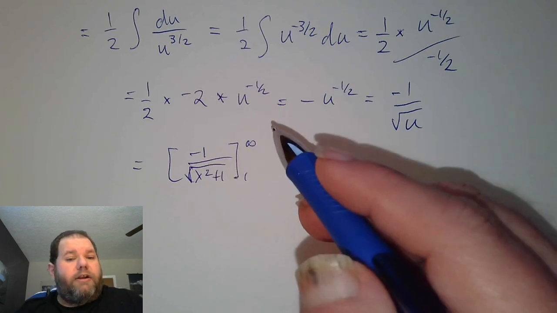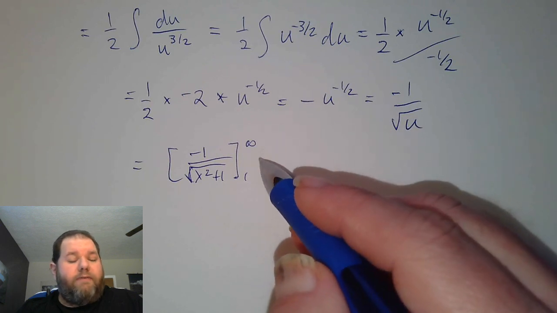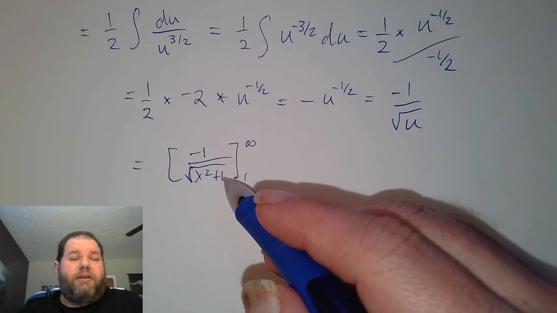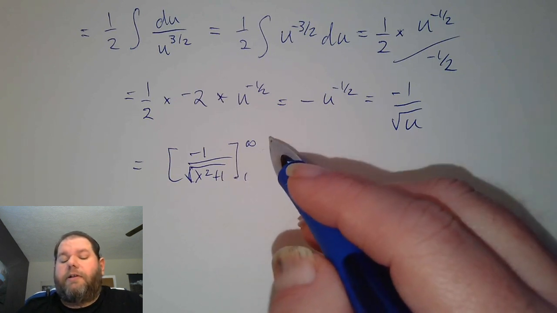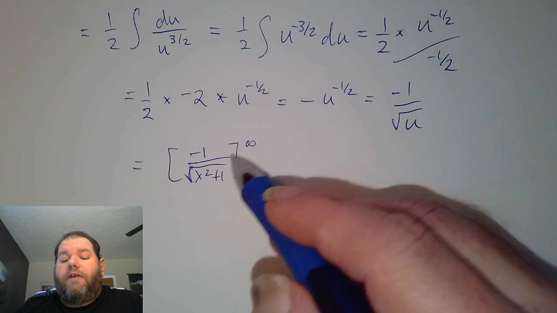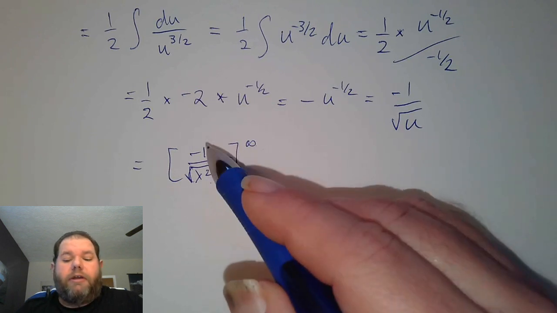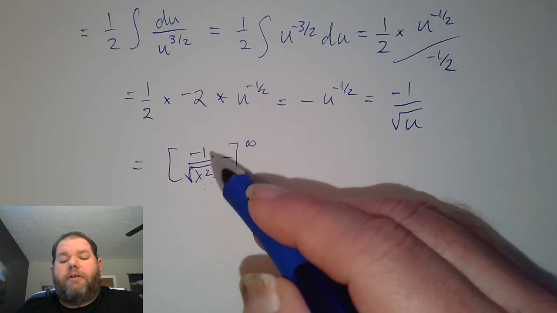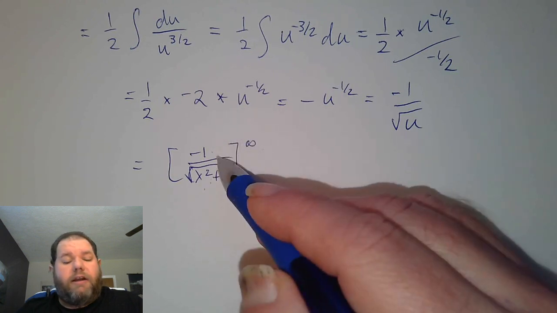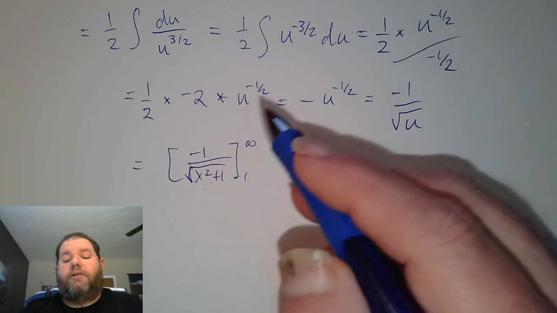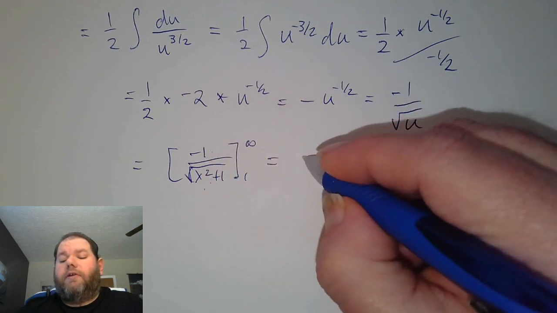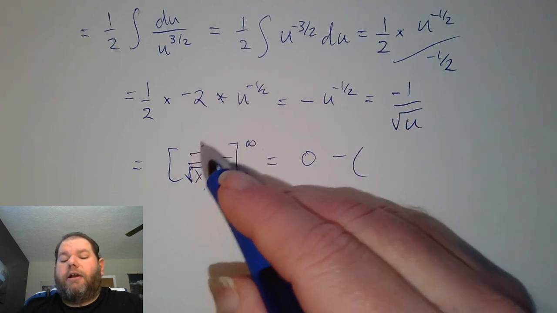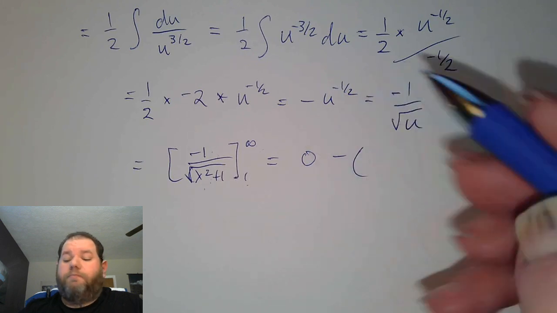Either it goes to infinity or it goes to 0 when we plug in that infinity. It very rarely does anything else. Sometimes, but not usually. So if infinity gets plugged into the denominator, negative 1 over infinity is 0. If this term had been in the numerator, then infinity is in the numerator and it's just infinity. And so we get 0 minus, and then if you plug in 1, we get negative 1 over the square root of 2.